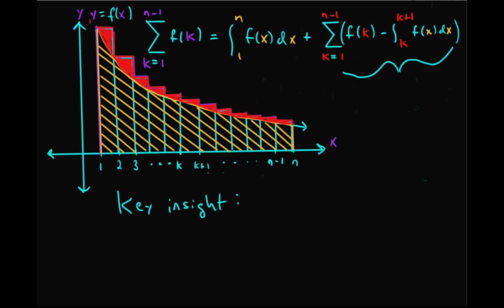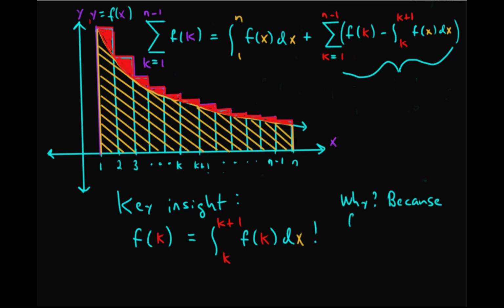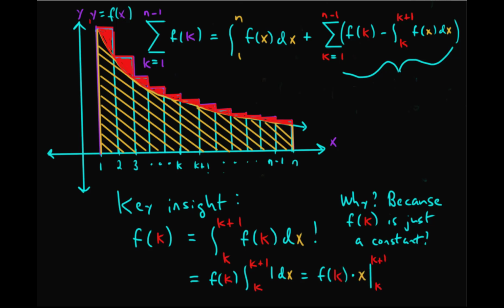Namely, f of k equals the integral from k to k plus 1 of f of k dx, not f of x dx, f of k dx. Now, why does that work? It works because f of k is itself just a constant. Remember, k is just some fixed value, not a variable here, which means that I can pull the constant out: f of k times the integral from k to k plus 1 of 1 dx. So we get that this equals f of k times x evaluated from k to k plus 1. That equals f of k times the quantity k plus 1 minus k, which of course just equals 1. And so we end up with f of k.